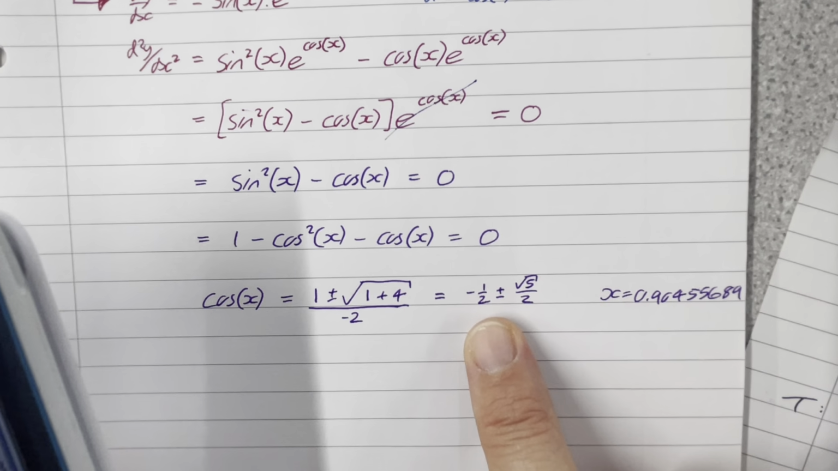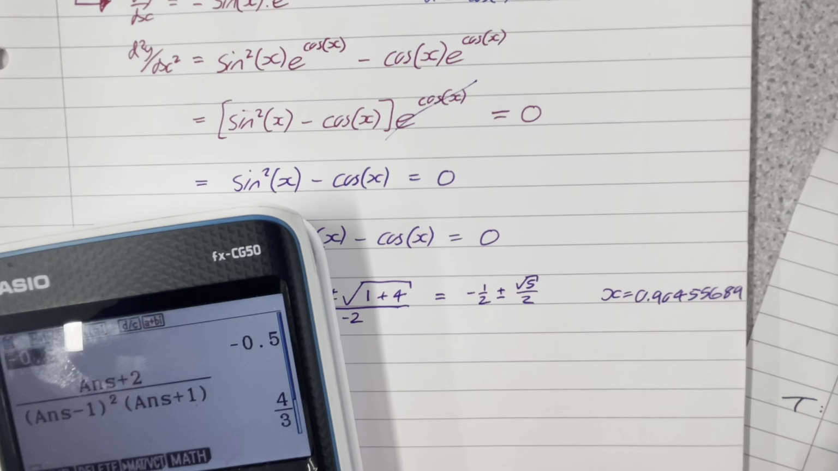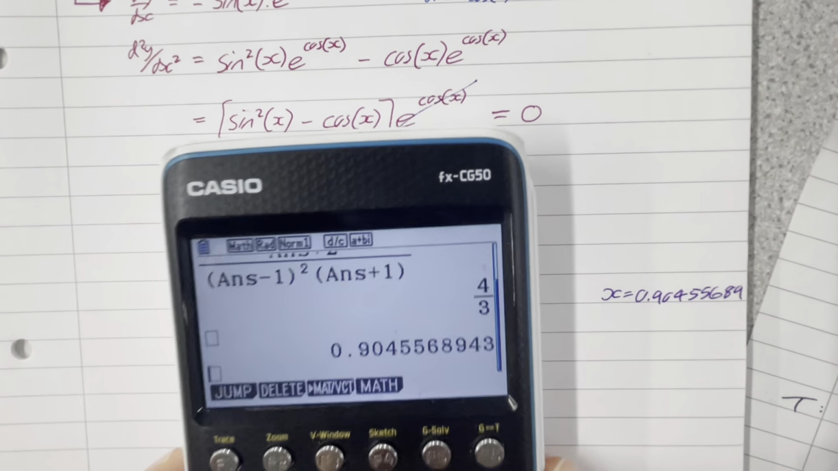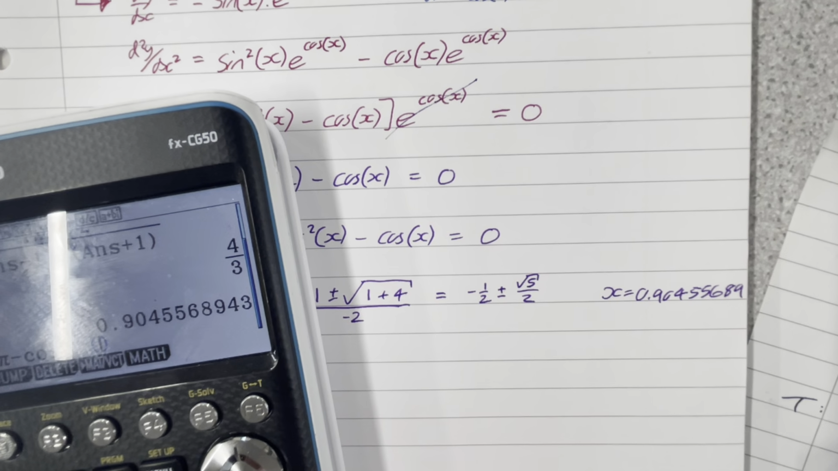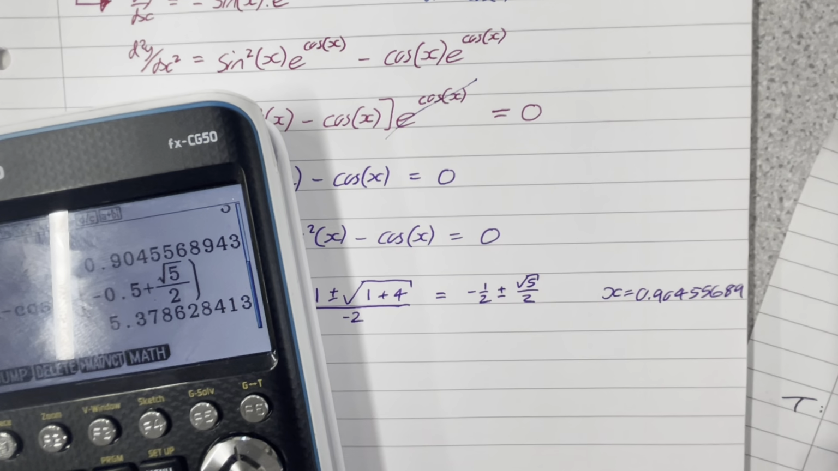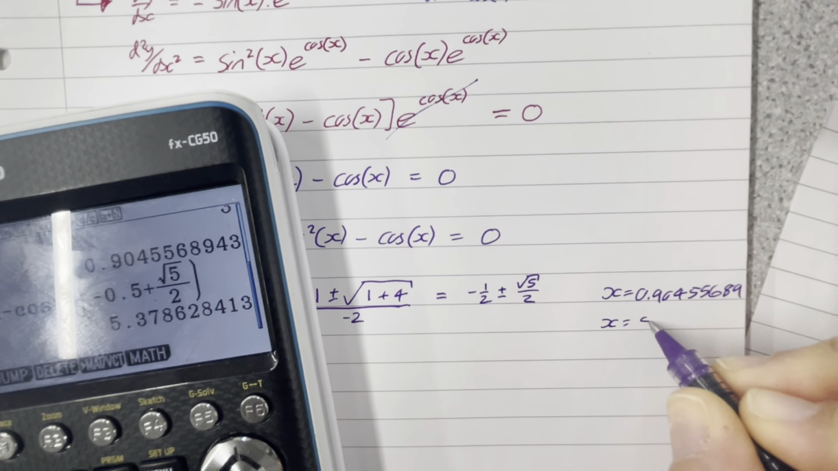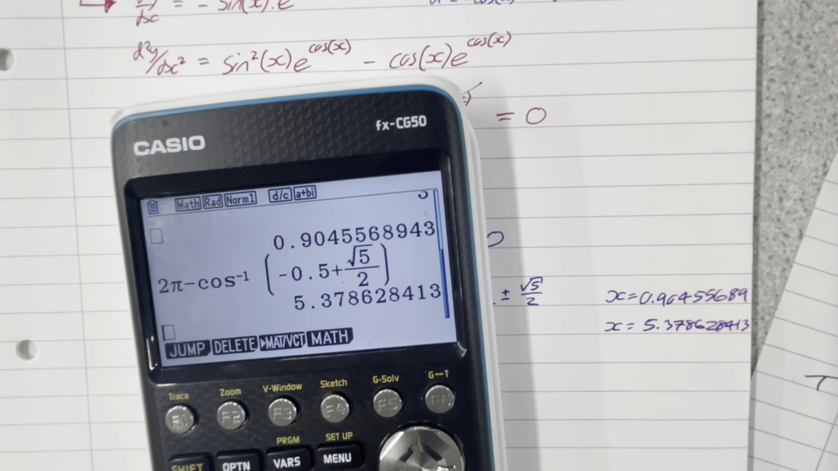So the other solution in the range then is going to be 2 pi minus that. So if I go back, oh, I must have deleted it. So if I do 2 pi subtract that number, which was arc cos of minus a half plus root 5 on 2, I get another solution, which is 5.3786284113.